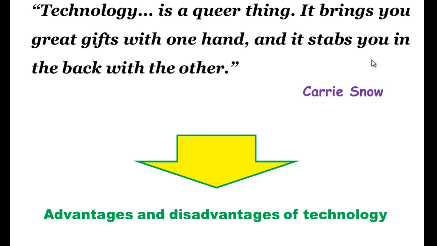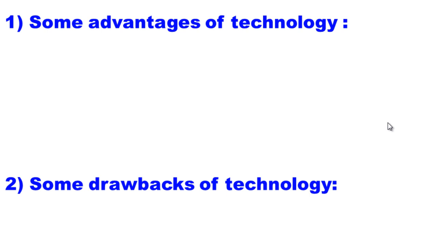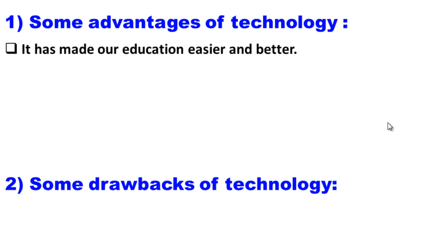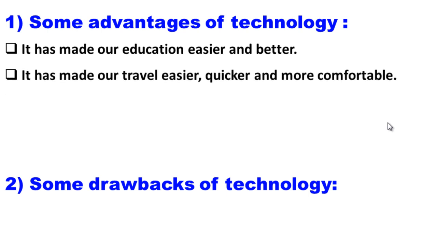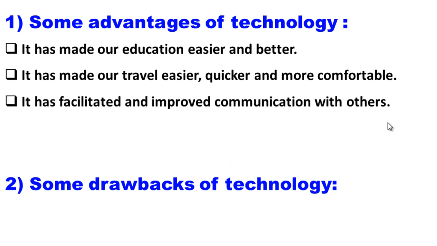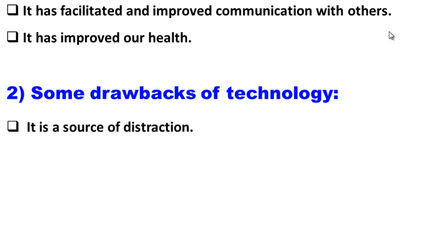So technology has got a number of advantages as well as disadvantages. Let's start by its advantages. Some advantages of technology are the following. It has made our education easier and better. It has made our travel easier, quicker, and more comfortable. It has facilitated and improved communication with others. It has also improved our health. As for its drawbacks, it is a source of distraction.